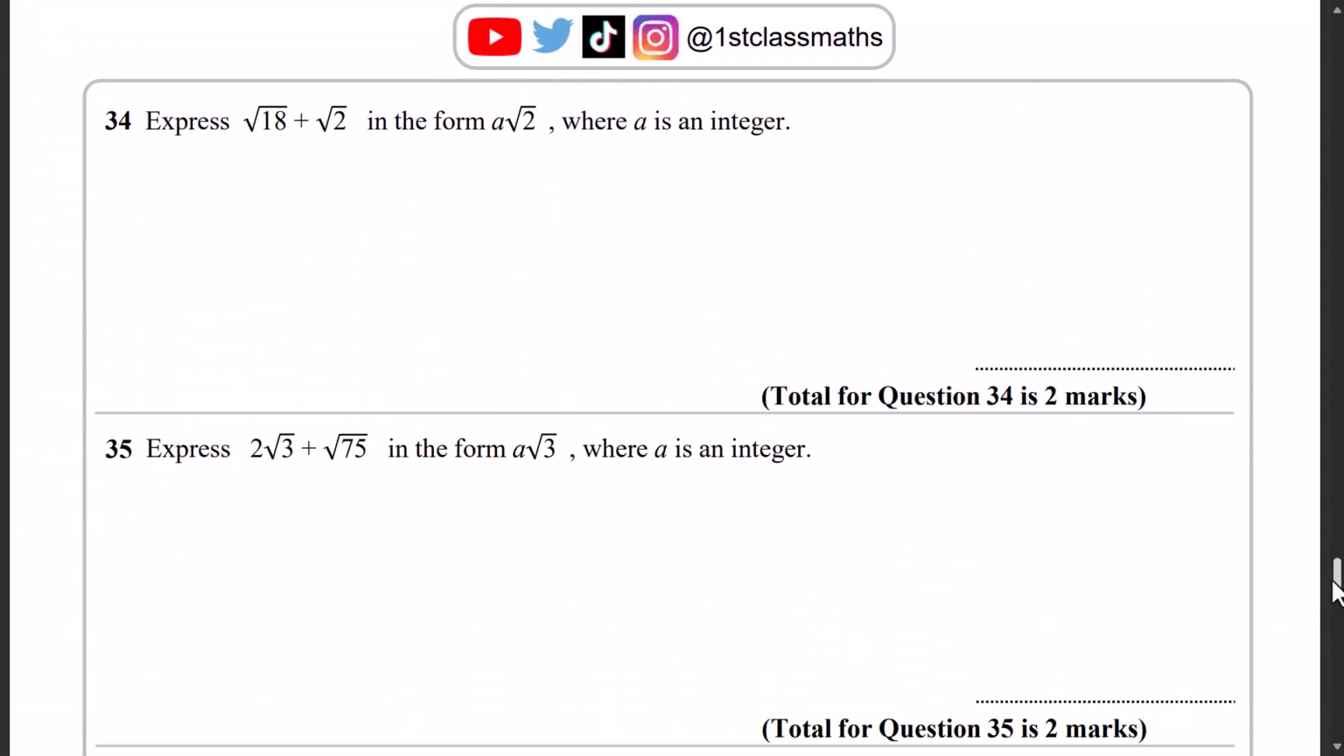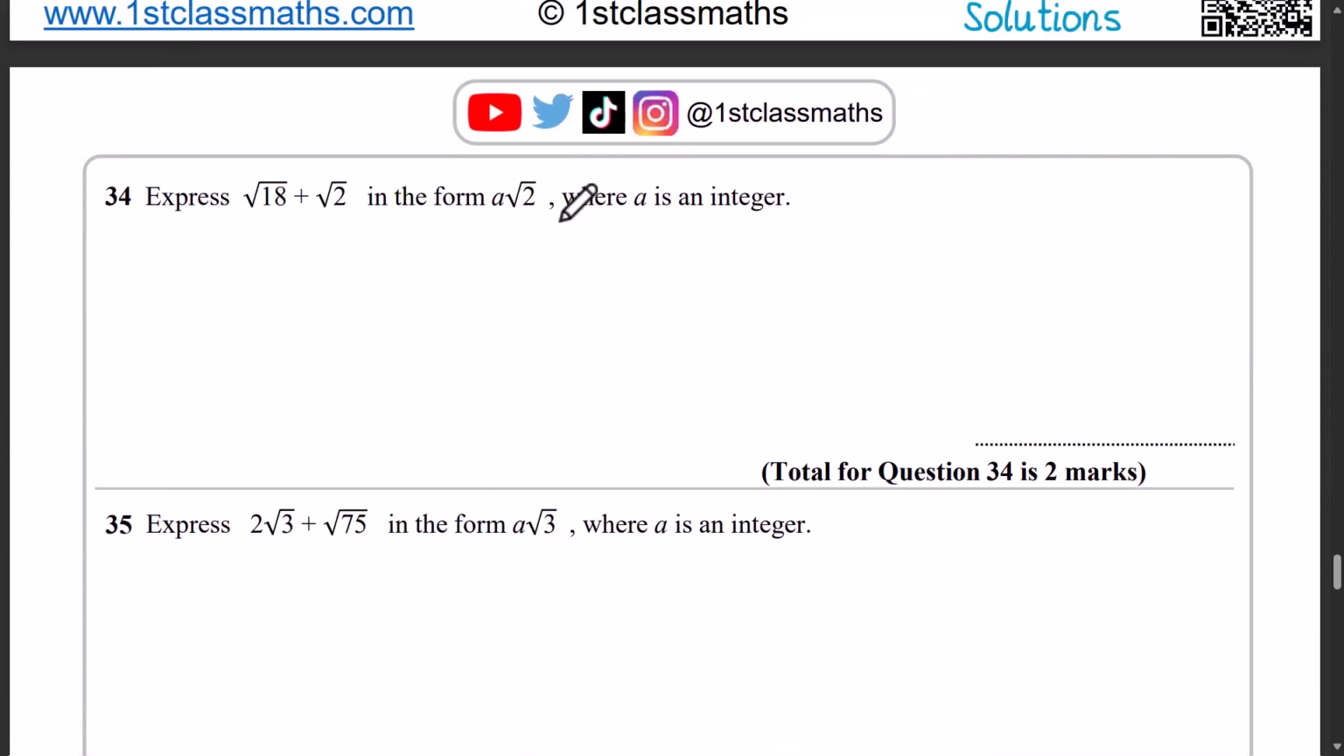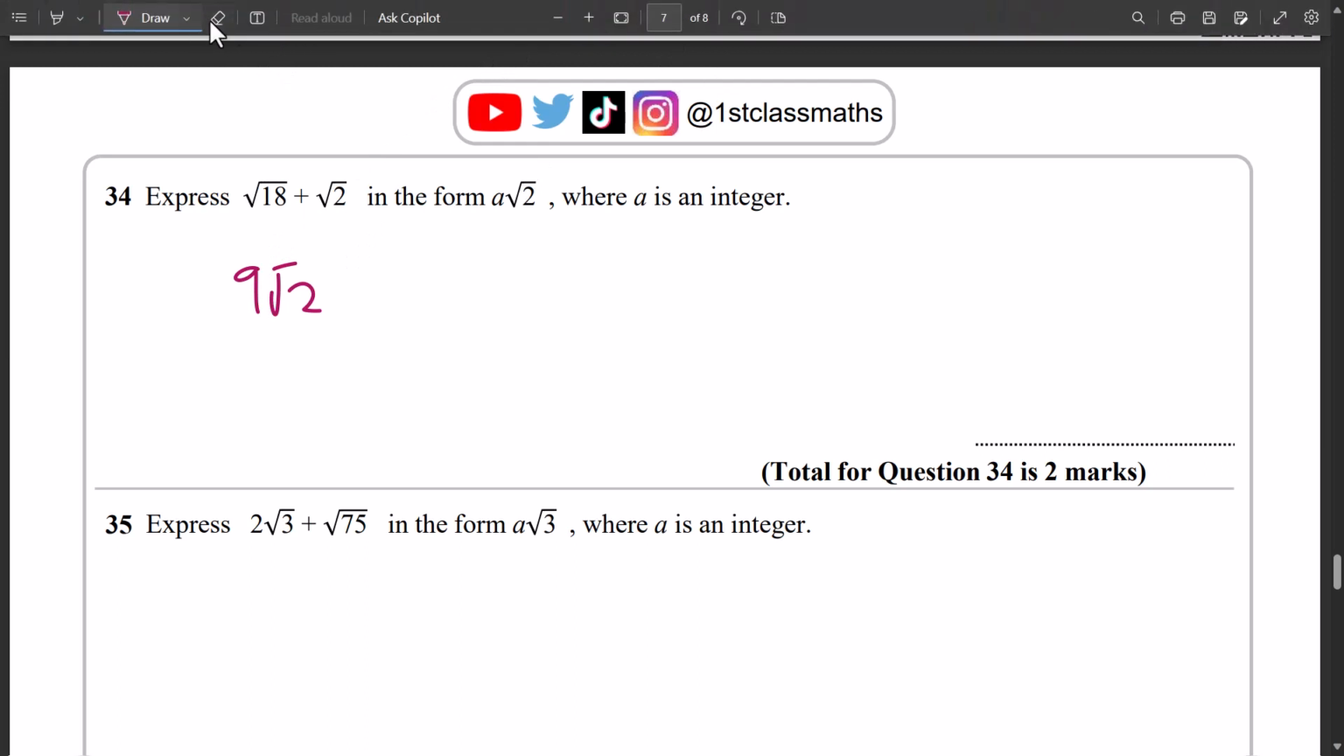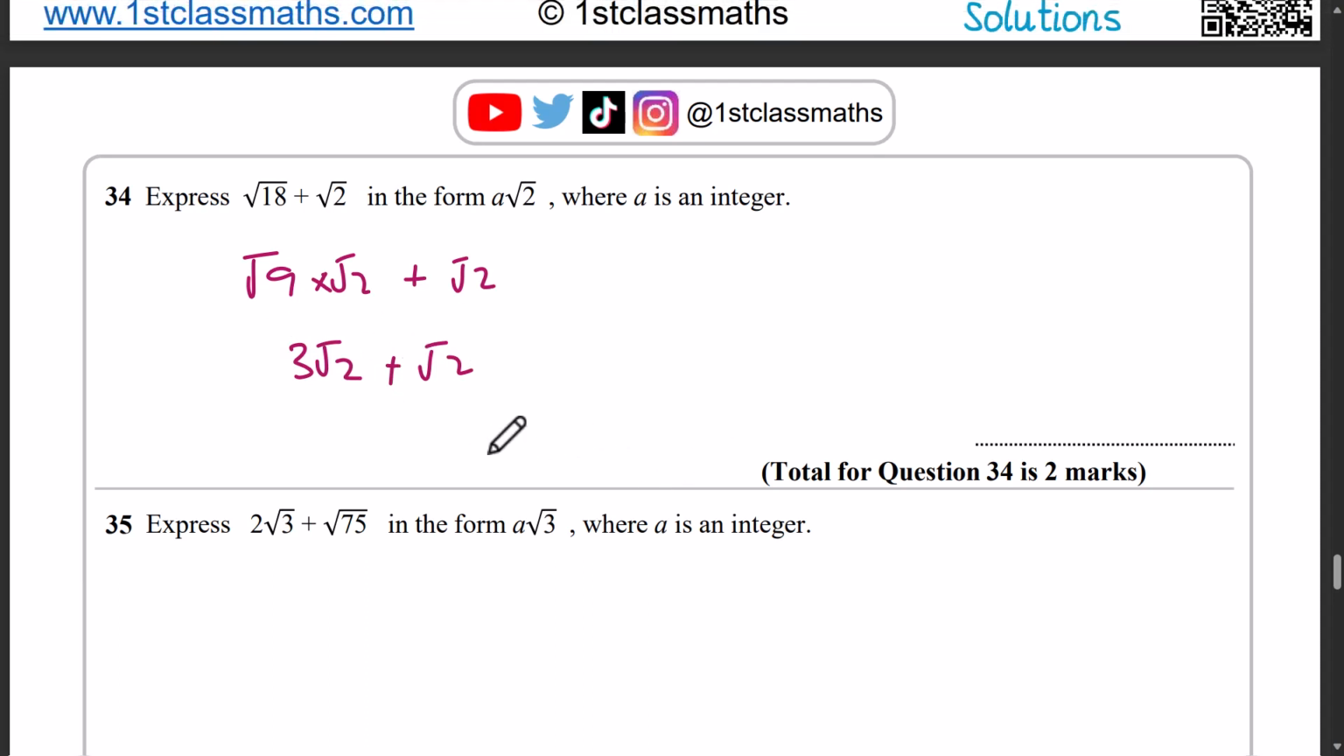And then for this one, express this in the form given. This is really straightforward because root 18 can be written as root 9 times root 2. I think there's a little error in this working here, because root 18 is actually root 9 times root 2, and then I have another plus root 2. Root 9 is 3, so that's 3 root 2 plus root 2, and that gives you 4 root 2. Okay, in this form, that's 4 root 2.